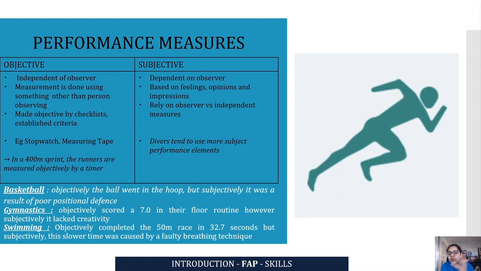So with basketball, objectively the ball went in the hoop, but subjectively it was a result of poor positional defense. Gymnastics objectively scored a 7.0 in their floor routine, however subjectively it lacked creativity. And then swimming objectively completed the 50-meter race in 32.7 seconds, but subjectively the slower time was caused by a faulty breathing technique. So there's definitely aspects of both objectivity and subjectivity when it comes to performance measures, but sports do tend to try and make things objective.